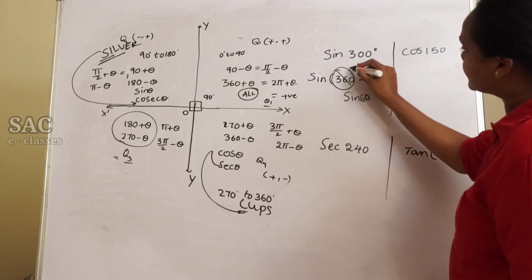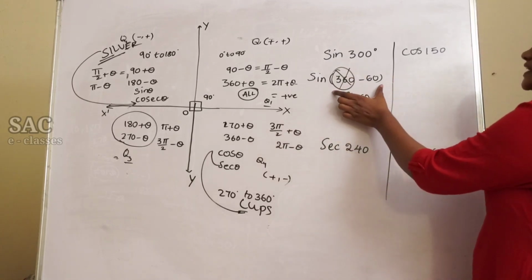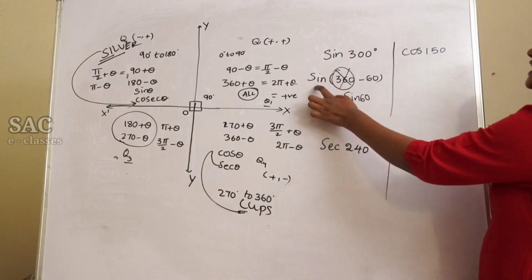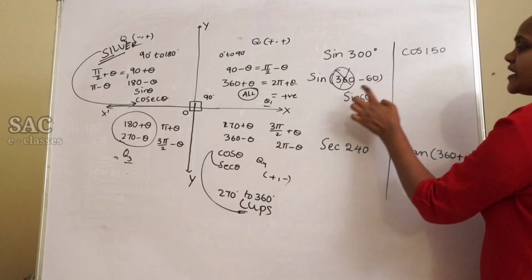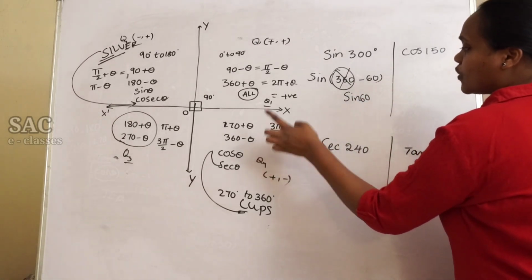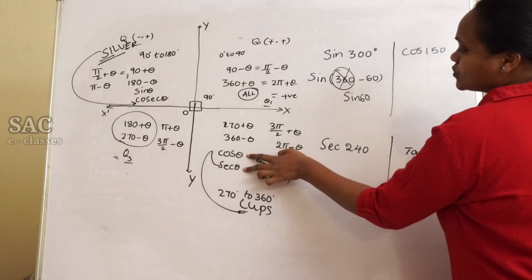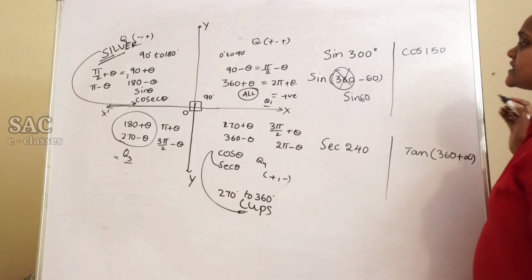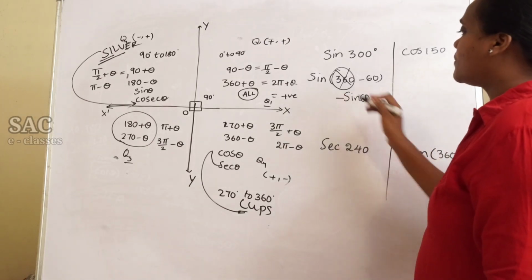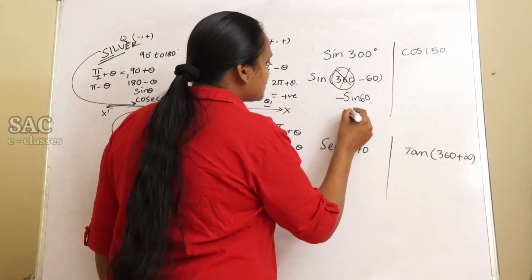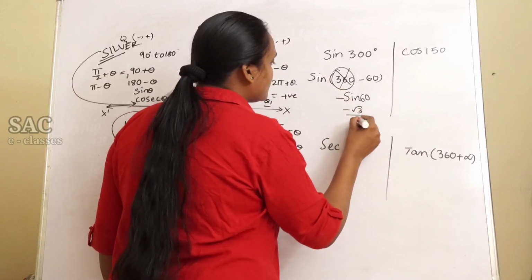Sin, after suppressing the structural angle, is taken as 60. After that, we go for the nature. What is the nature? Sin of 360 minus theta means it is in the fourth quadrant. In the fourth quadrant, cos and secant are positive. Is sin positive? No, sin is negative. That is why minus sin 60, which means minus root 3 by 2.